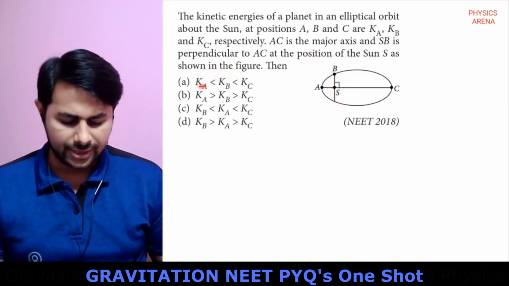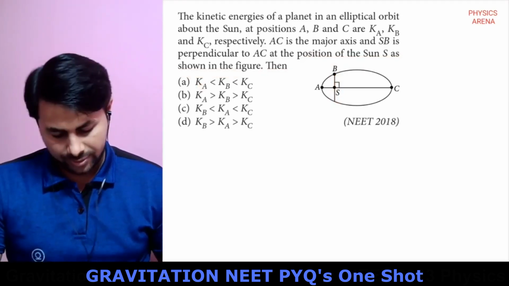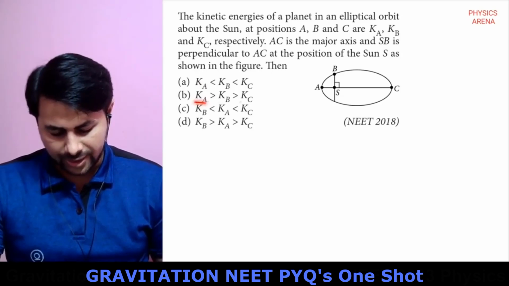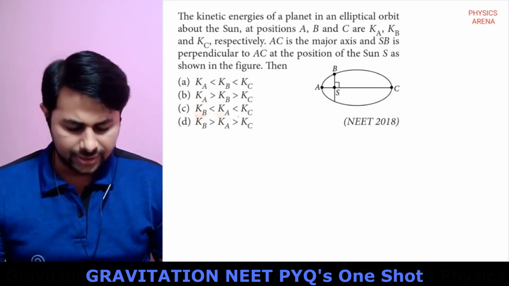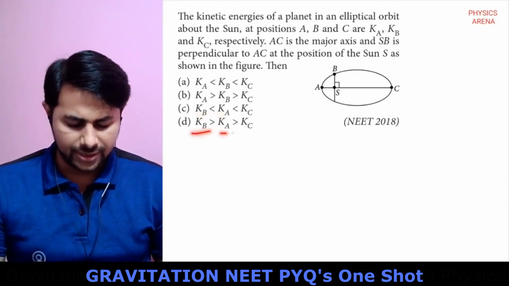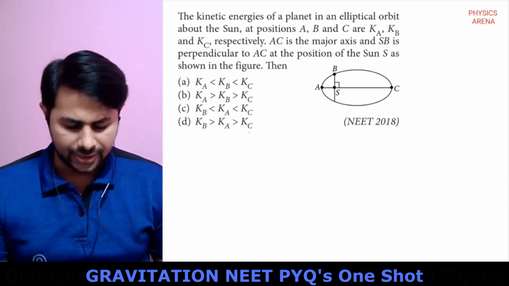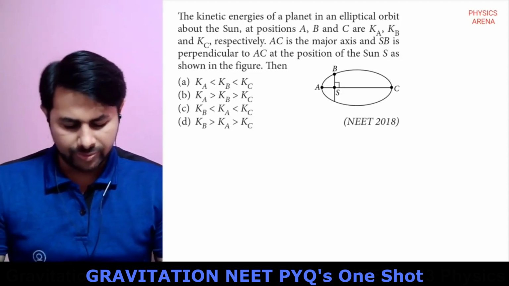Okay, KA is less than KB is less than KC. Then KA is greater than KB is greater than KC. KB is less than KA is less than KC, and KB is greater than KA is greater than KC. Which one will be correct?